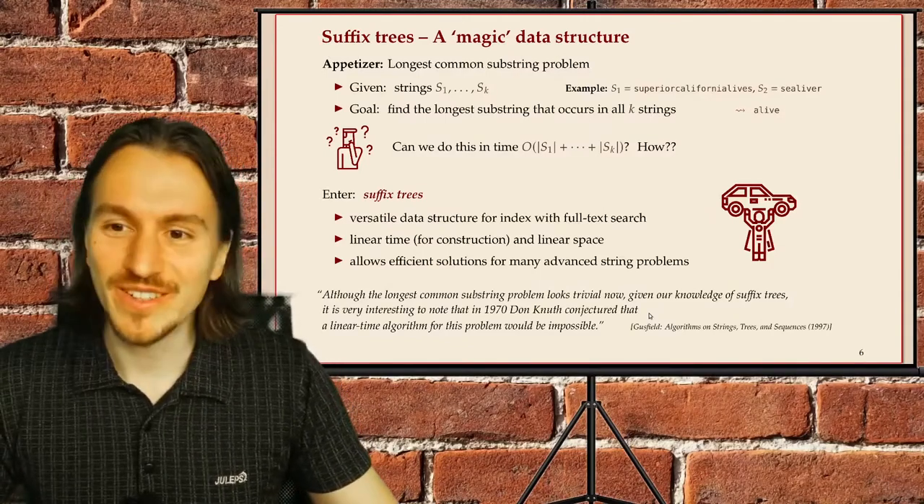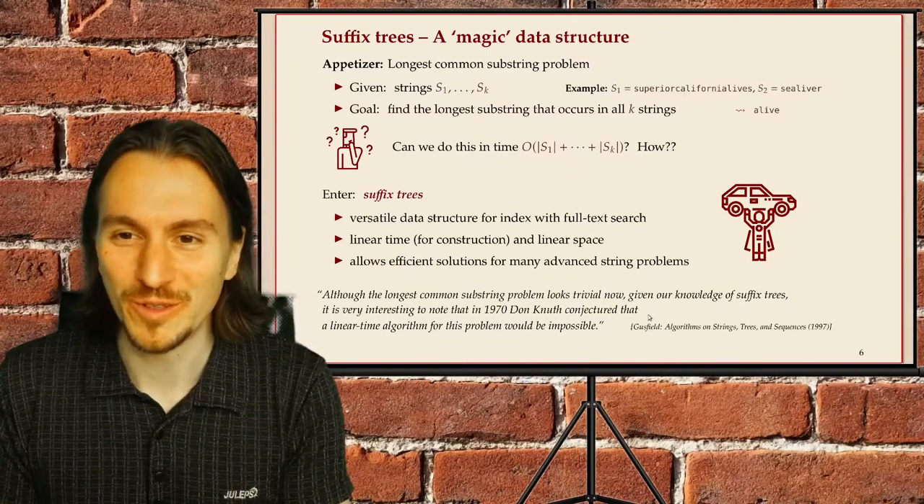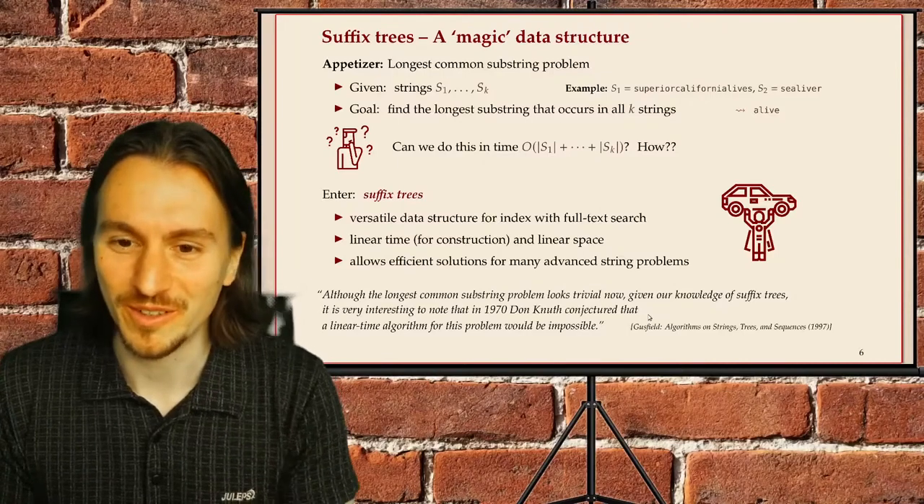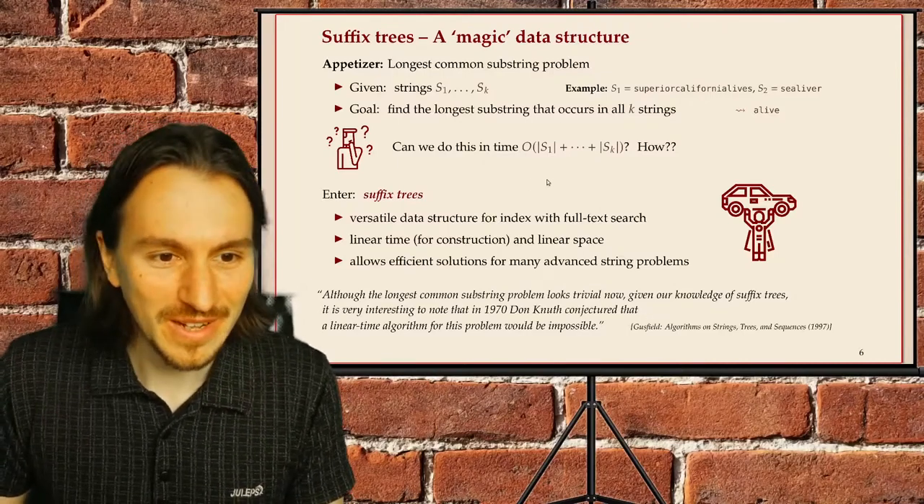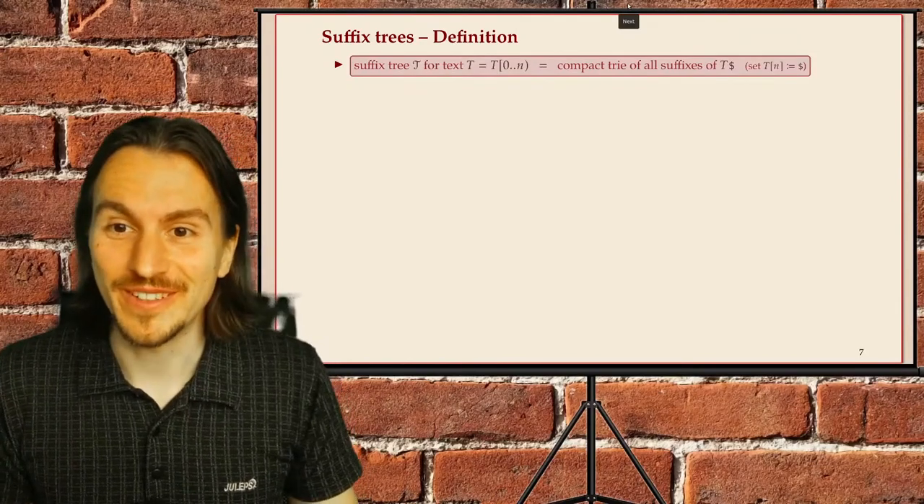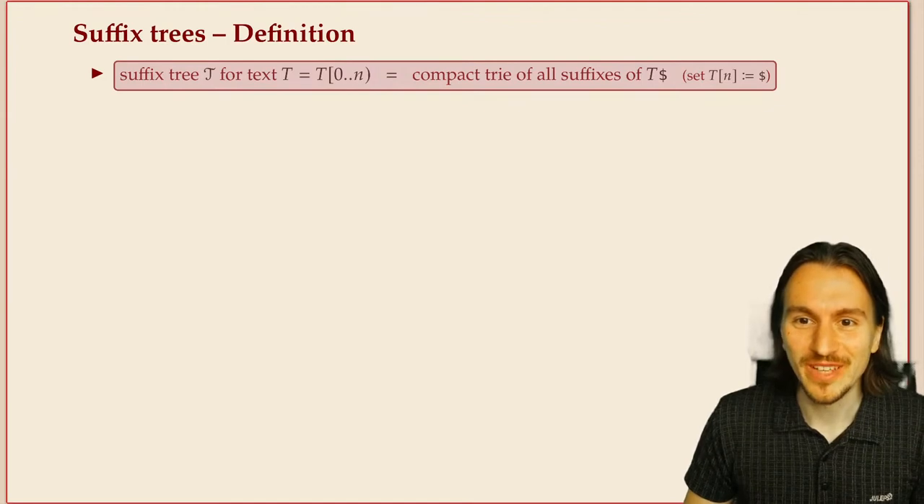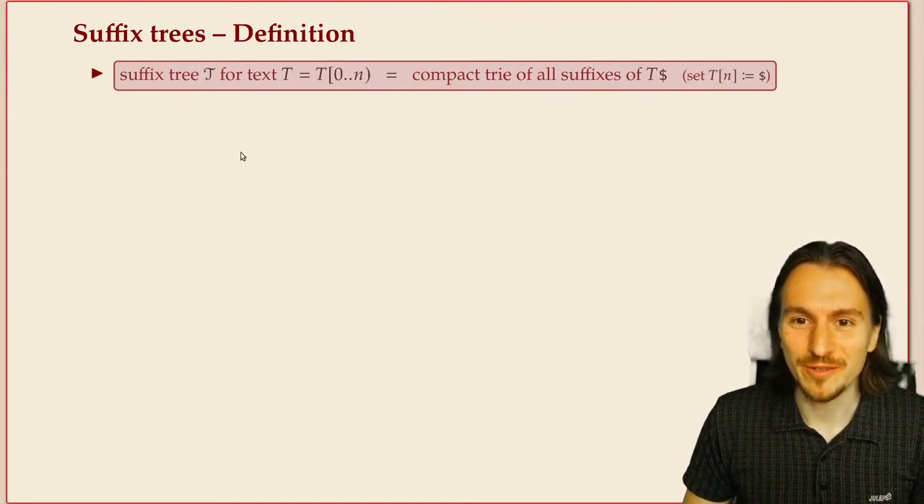So this is interesting, and it also maybe motivates you a bit more to learn about what this magic data structure really is. And here it is. This is the definition of suffix trees. It's not very complicated if you read it like this.